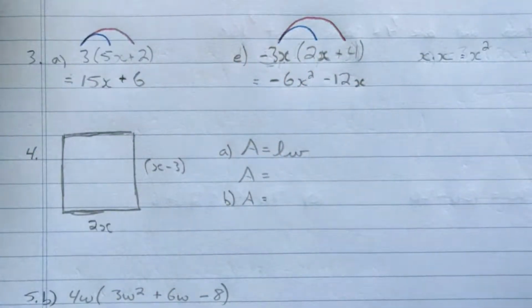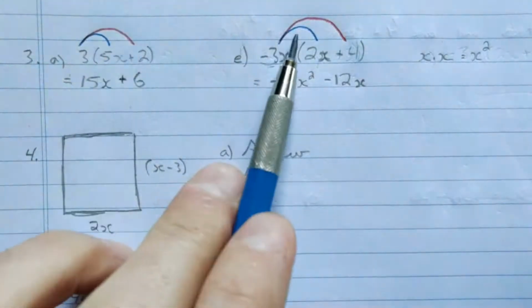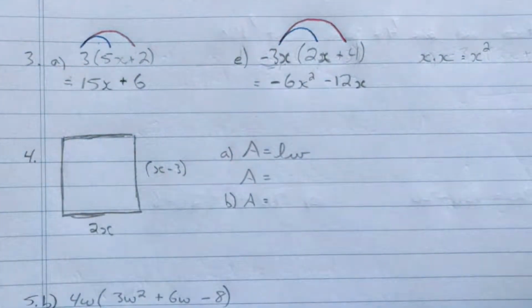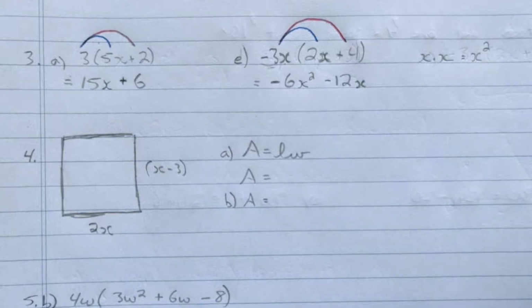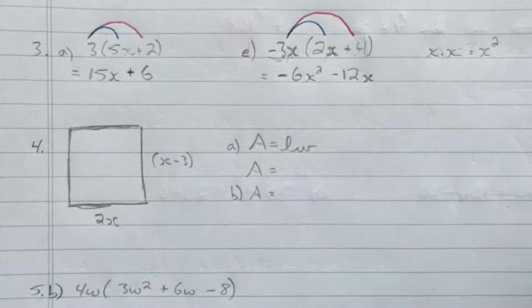Negative 6x squared minus 12x. So again, the key thing here with these multiplication questions is that we're multiplying everything inside the brackets by everything outside the brackets. Numbers get multiplied by numbers, letters get multiplied by letters. It's a good idea to draw these lines. I do it a lot of times myself, even though a lot of times I do it in my head that way. I make sure I multiplied everything, especially when they get to longer questions, like we'll see when we get to number 5. The next question we'll look at here is number 4.